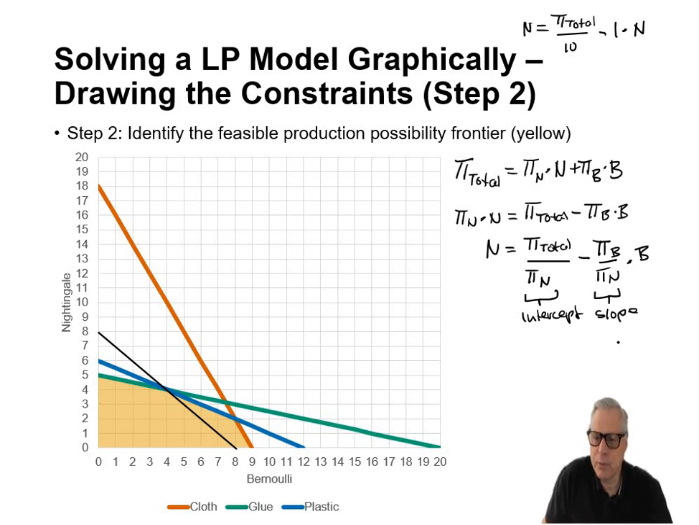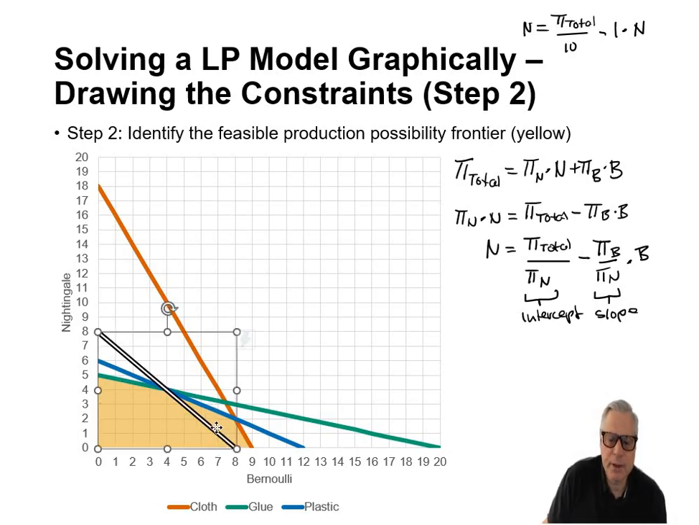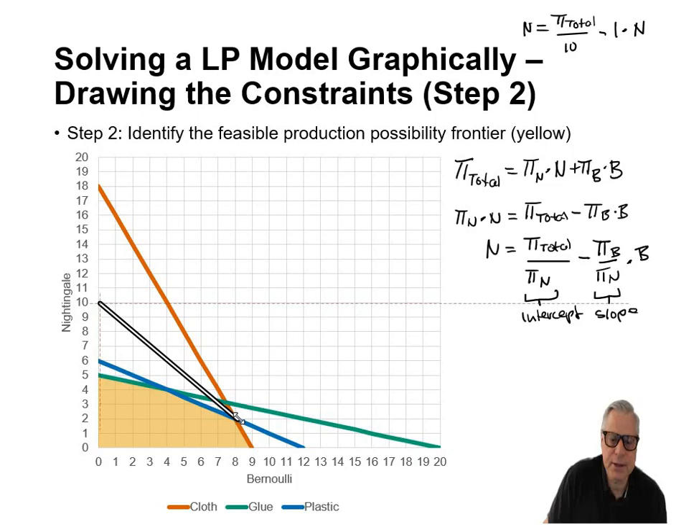Well, what if the total profit were 100? Then for the ISO profit line, we would insert now 100 over 10, that's 10. And the slope is still 1, so the ISO profit line would basically shift to the right and start at 10.